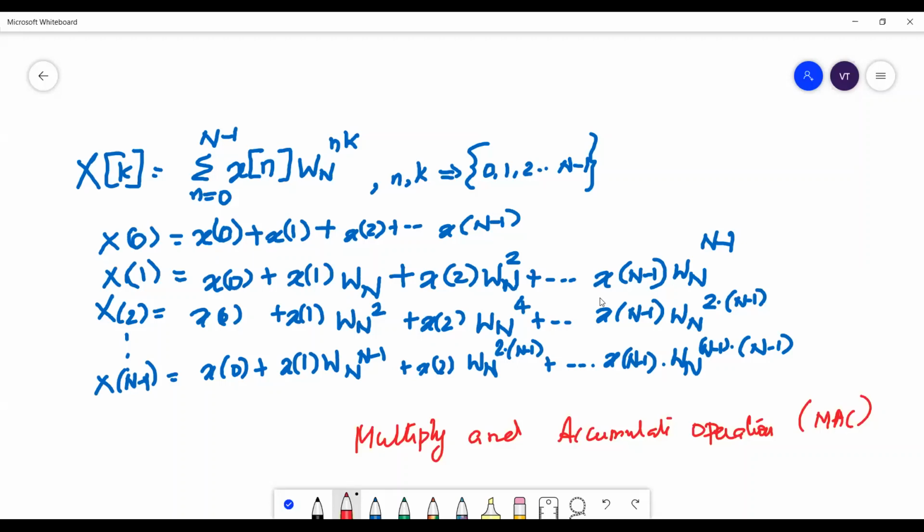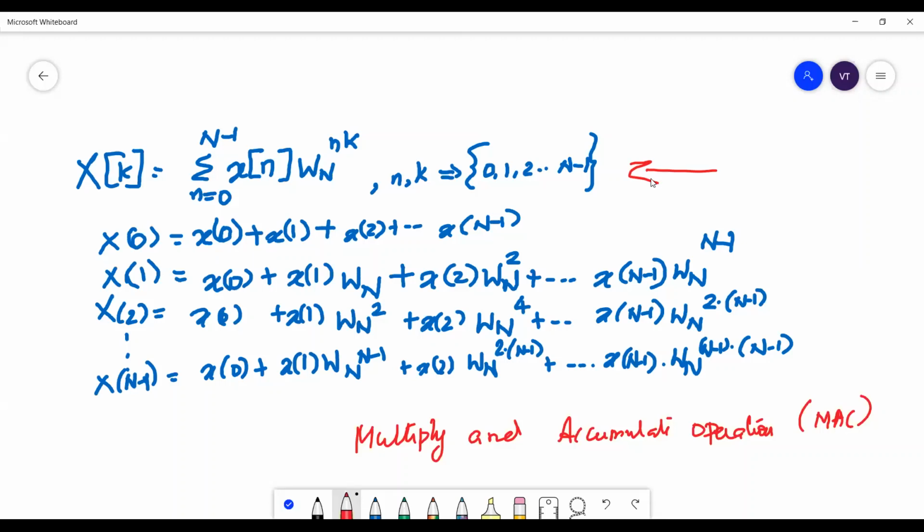You do not have a multiply instruction in 8085, but in a higher microprocessor you have a multiply instruction. And if you need to implement a multiply and accumulate operation, like for example here, sigma n equal to 0 to n minus 1, this can be implemented as a for loop. If you write a C program, or a Python program or whatever, you will implement this as a for loop.